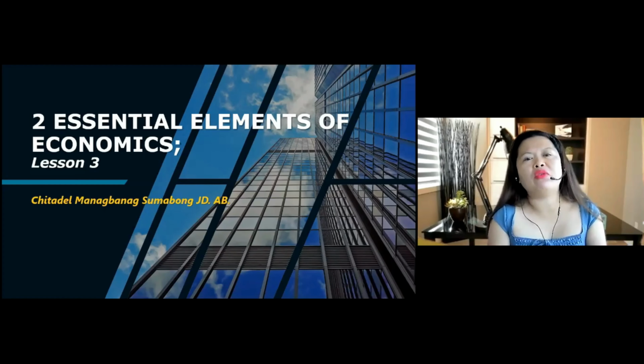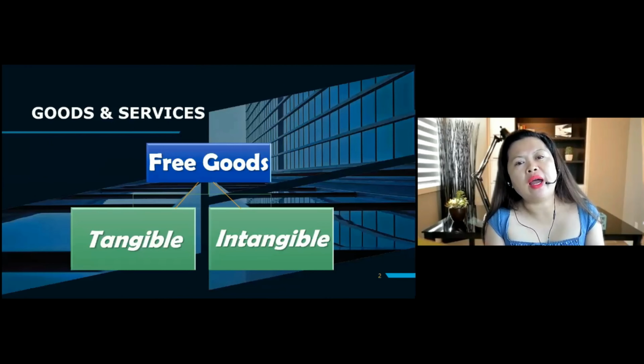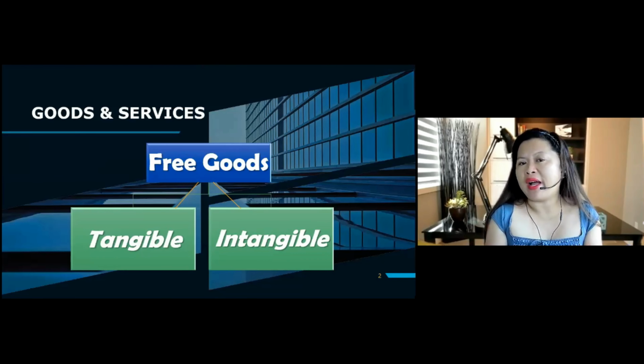What are free goods? Free goods are items that are useful and abundant, so you can have them even for free. These free goods are classified into two: tangible and intangible goods. What do you mean by tangible? Those you can touch, hold, and see directly. For example, this microphone. But this is not a free good.